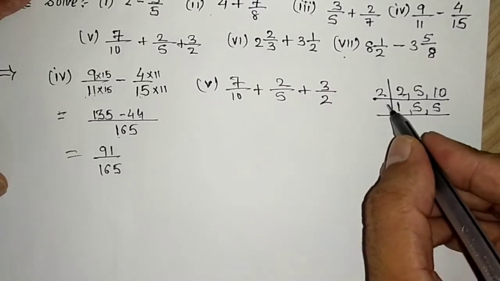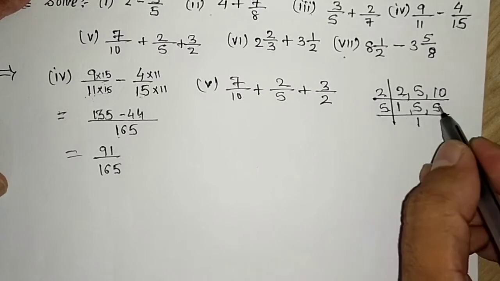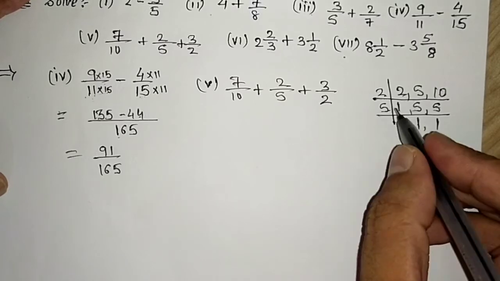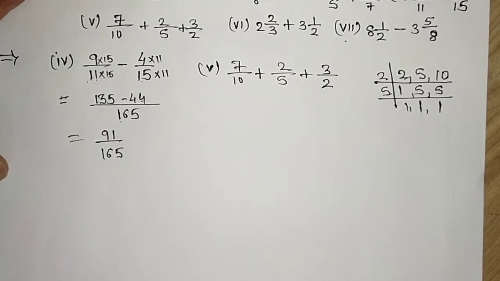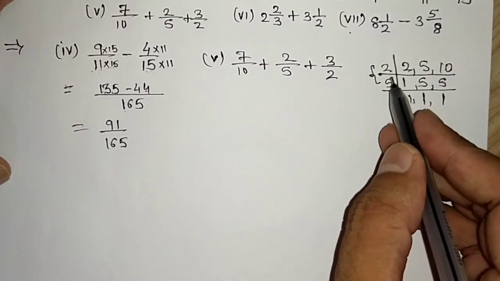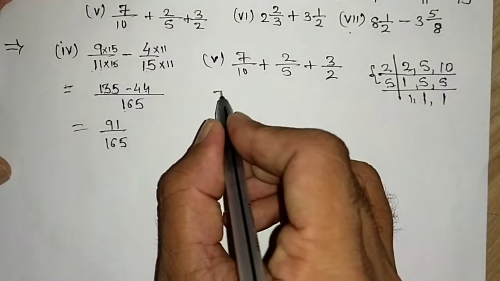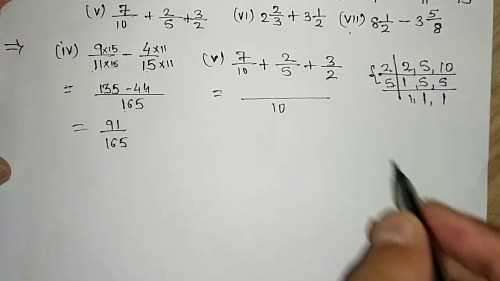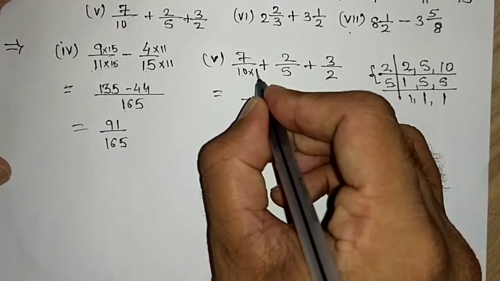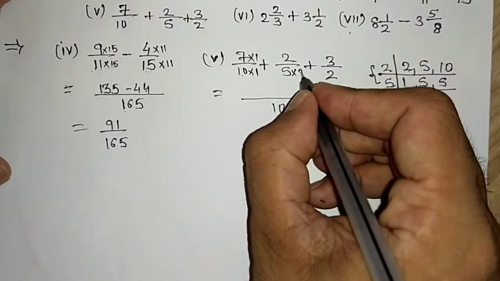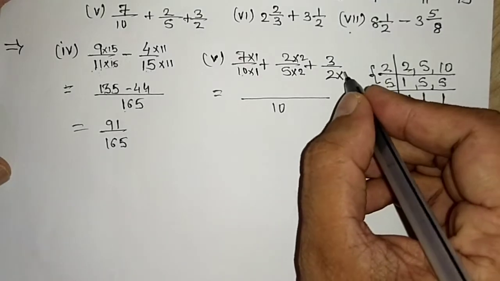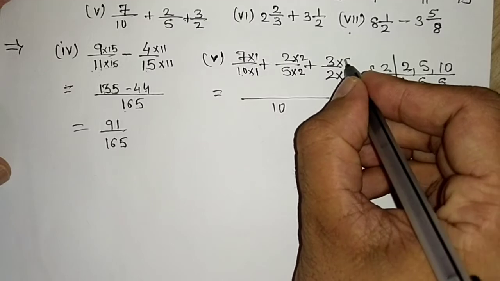Now here it is 5, so we will take 5. 5 ones are 5 and 5 ones are 5. Till we get 1 as the remainder, we will continue the prime factorization. Now we will multiply these numbers, that will be our LCM. 5 2s are 10. 10 will be our LCM. So I will write 10 over here. Now to make it 10, here it is already 10, so I will multiply it by 1. To make it 10, I will multiply by 2, so the numerator also by 2. Here to make it 10, I will multiply by 5, so the numerator also by 5.